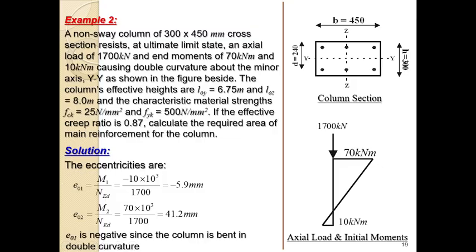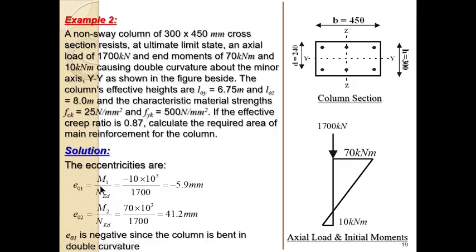first of all, we need to calculate the eccentricities. To calculate the eccentricity, we need to start by calculating the E01 and E02. E01 is the eccentricity at the end of the column, the smaller one. So we take it as minus. We can take this one or that one as minus, but it means one of them is minus because of the moment. For instance, now this is minus because the moment here is on the negative side. So minus 10, that's why we take this.